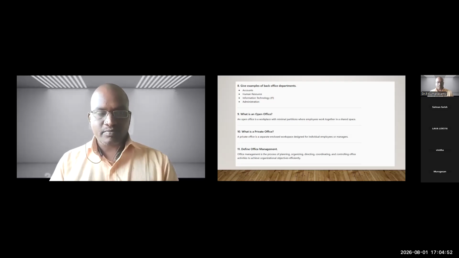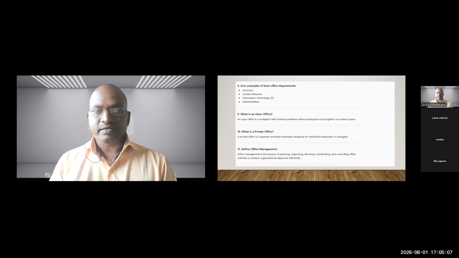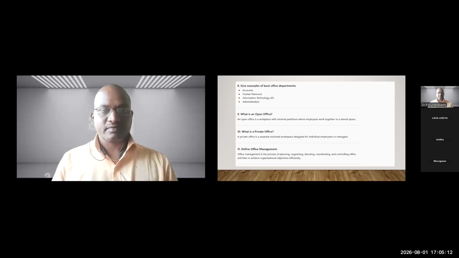Examples of back office departments in an organization. Here, the accounts department is an example of back office because they do not contact or interact with the customers, clients, or visitors. The HR (human resource) department, information technology department, and administrative department are also examples of back office departments.